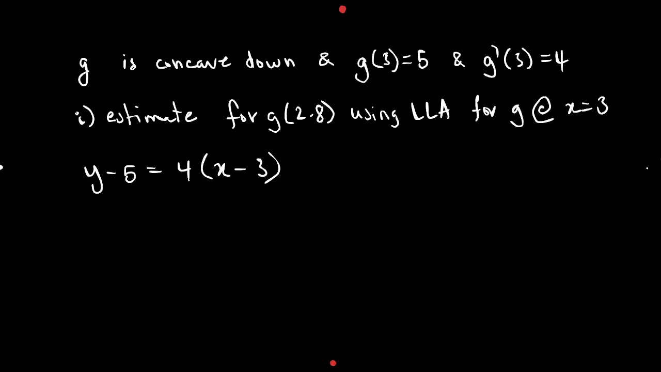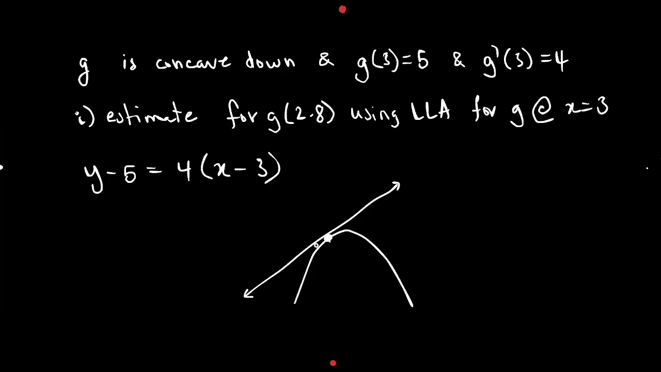So all we now have to do is plug in the value that we are trying to approximate. Keeping in mind the context of what's happening here, we're given this function g that is concave down. We're told that g of 3 is 5, and g prime of 3 is 4. So we have now constructed this tangent line that passes through our point here, (3, 5). And this tangent line is what we're going to use to approximate the value at 2.8.